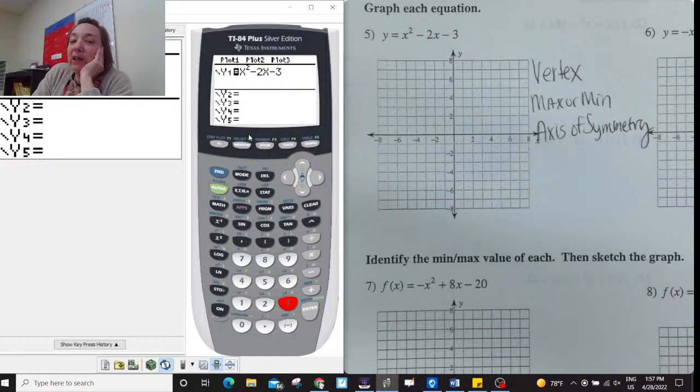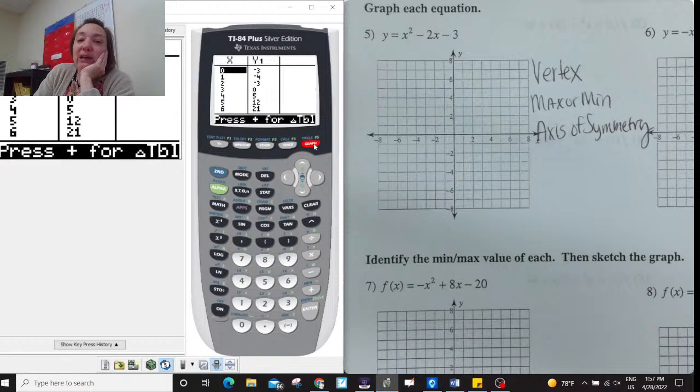Now, what we're going to do is we're not going to look at the graph. We don't care about the graph. We want to look at the table. Do y'all see the word table in blue above the word graph? So how do you use things that are in blue? Second. So we're going to press second, and then we're going to press the graph button to get the table up. Now notice at the top it says X in the first column and Y 1 in the second column.